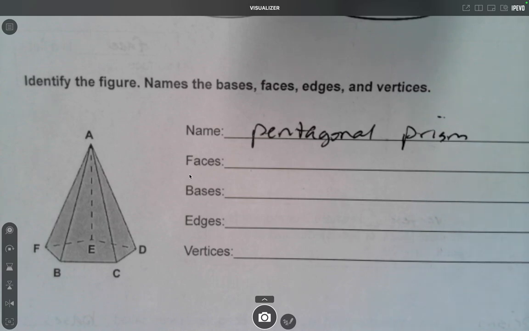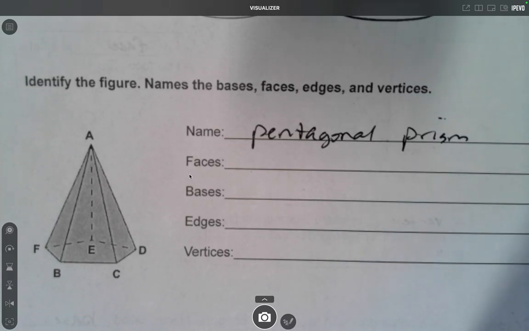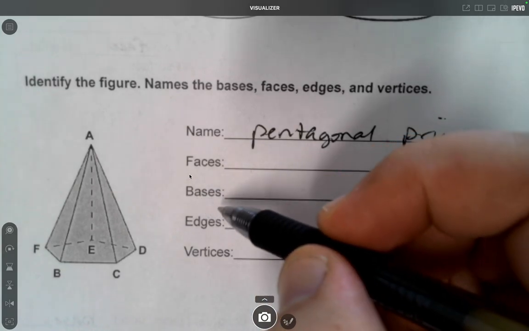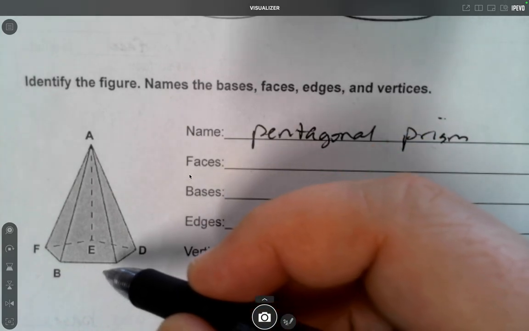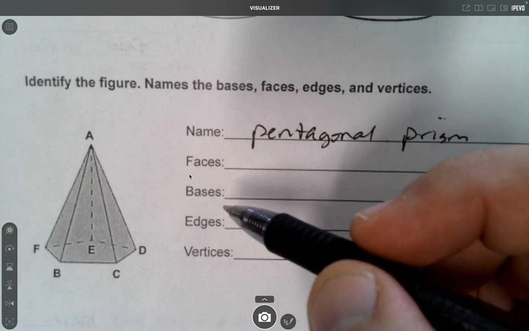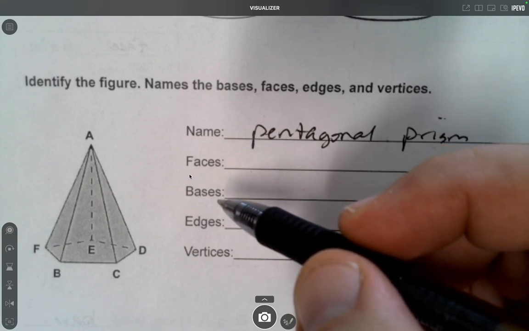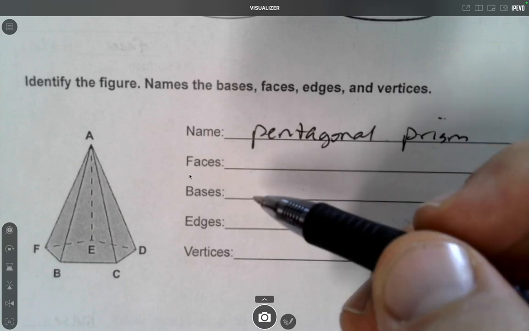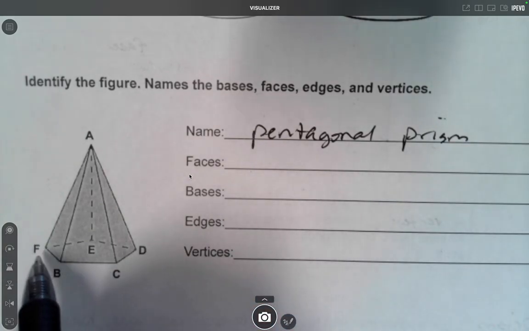Now it wants us to find the faces. So I'm going to try to go through this as carefully as I can. Remember, the faces are the sides that are not the bases. So in fact, let's go and do the base first. This one just has one base. The reason it's plural here is because they don't want to give away to you how many bases there are. But also, if it was a prism, there would be 2 bases. But a pyramid just has one base.